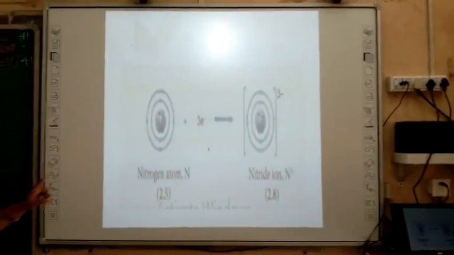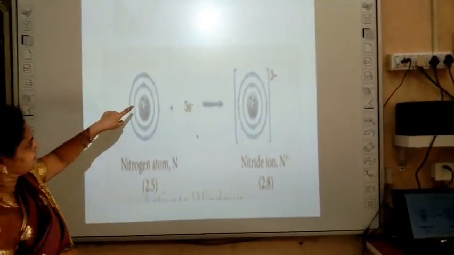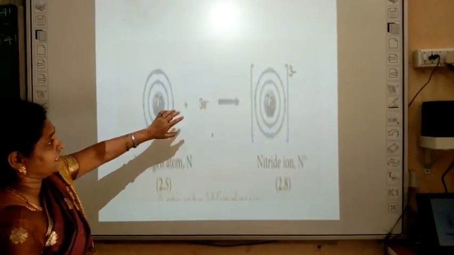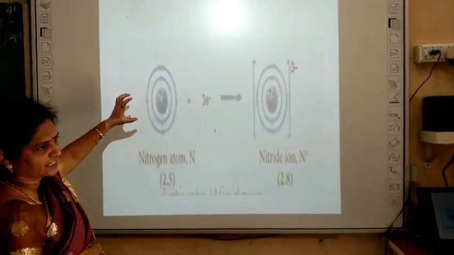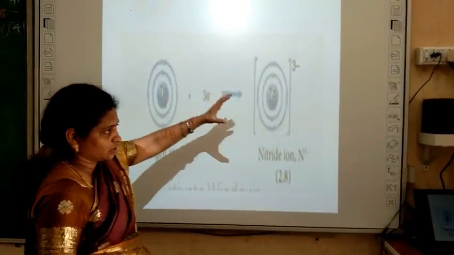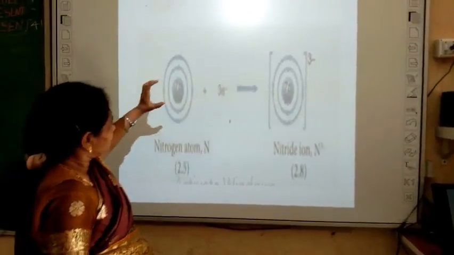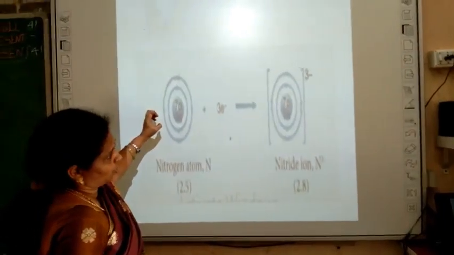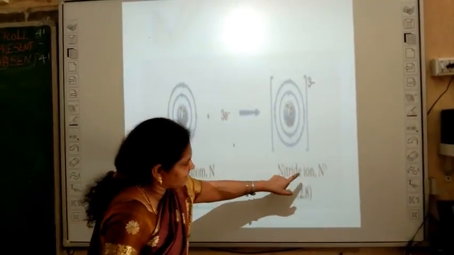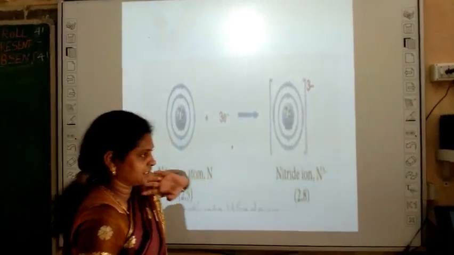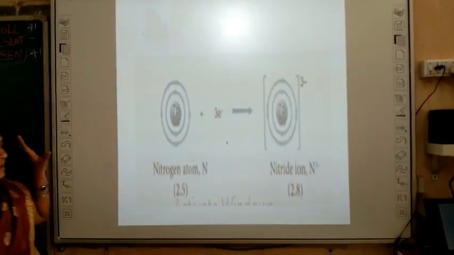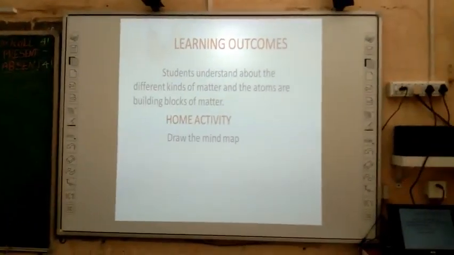Next, this is the nitride ion. Here 7 protons, 7 neutrons, 3 electrons. It accepts 3 electrons. Understand? Sodium gives 1 electron. Here the nitrogen atom accepts 3 electrons. That becomes the nitride ion, with a negative charge. So this is the anion. Okay, thank you.